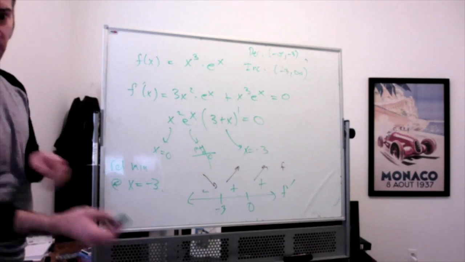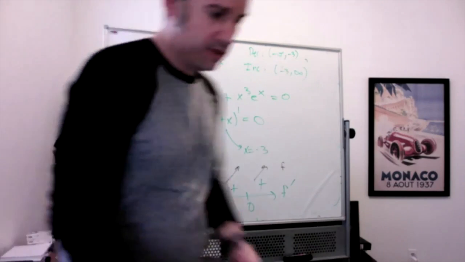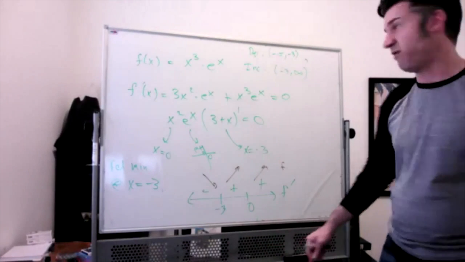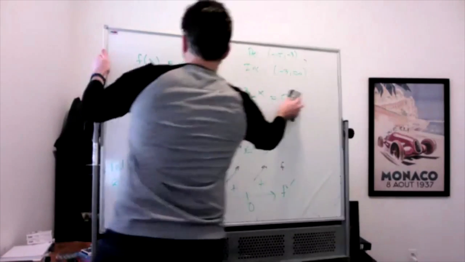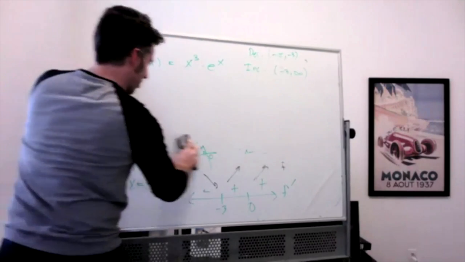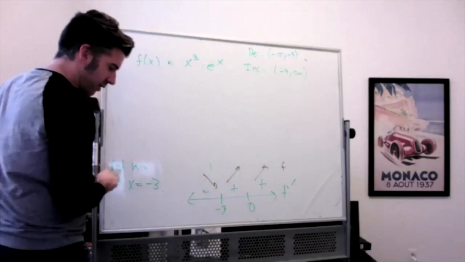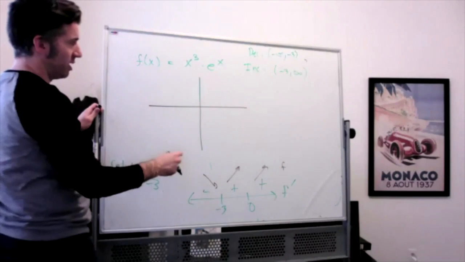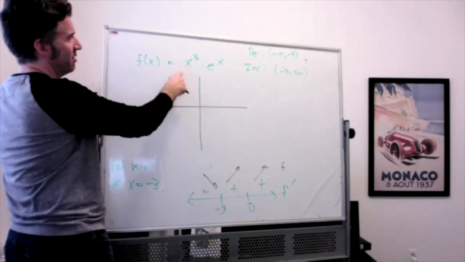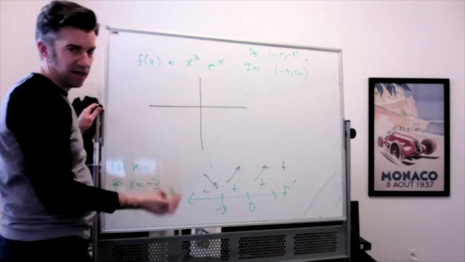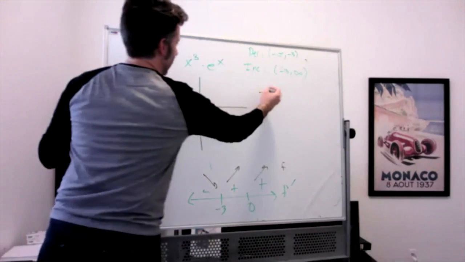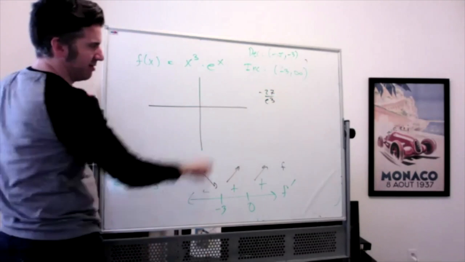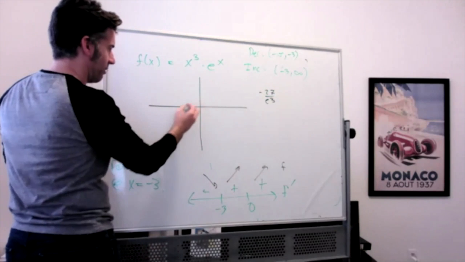I will also point out, because I think it's kind of cool, with this information, you can do a pretty good job of graphing the thing right off the bat. I'm going to erase this real quick. Here's what I know. From negative infinity to negative 3, it's going to be decreasing. When I plug in negative 3, I get negative 27 times e to the negative 3, which is negative 27 over e cubed. E cubed is something. Anyway, it's slightly negative.